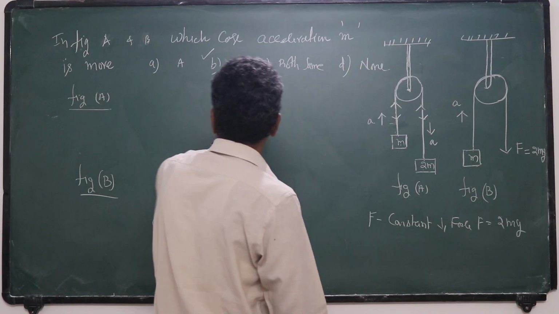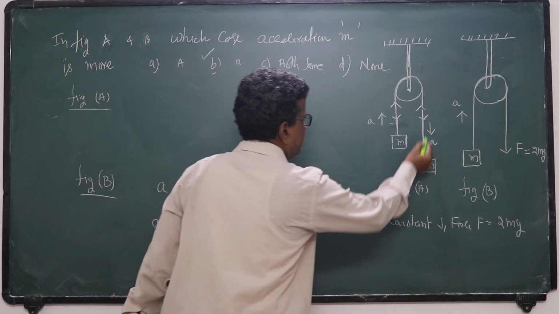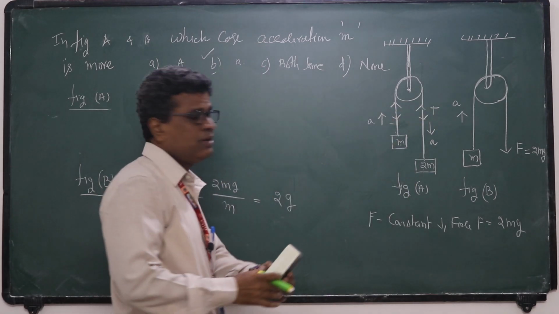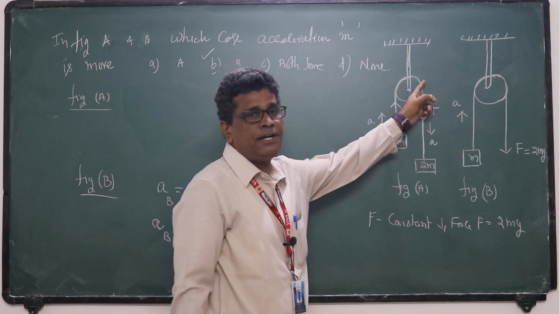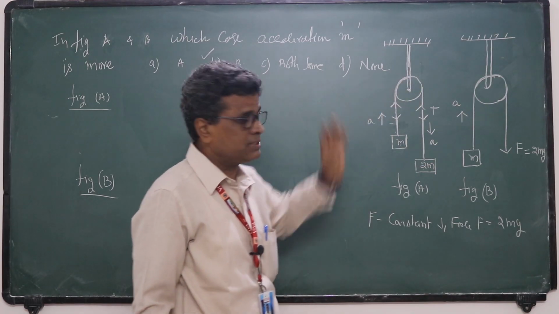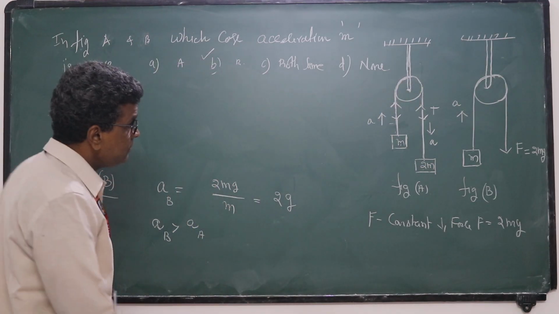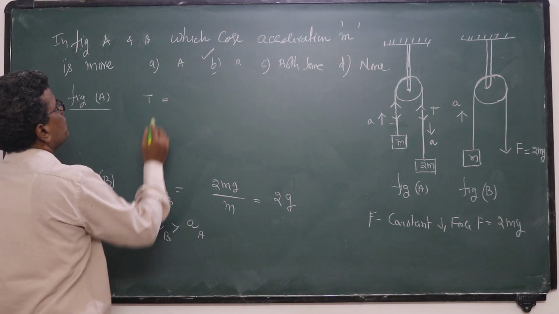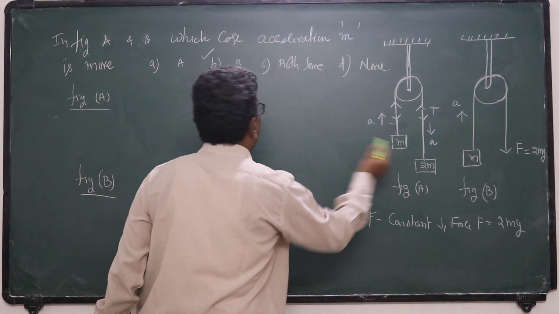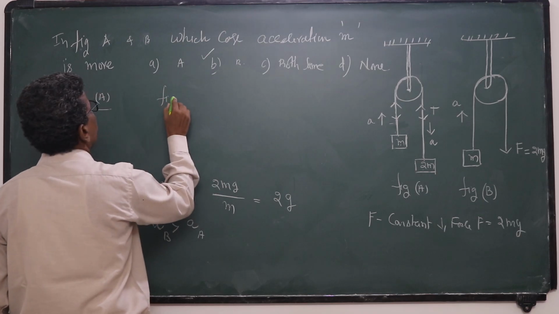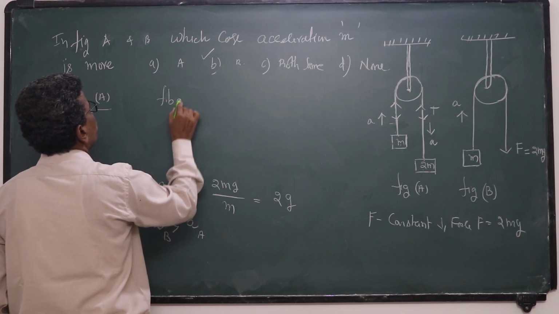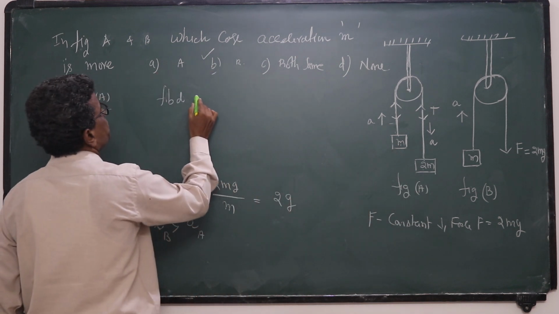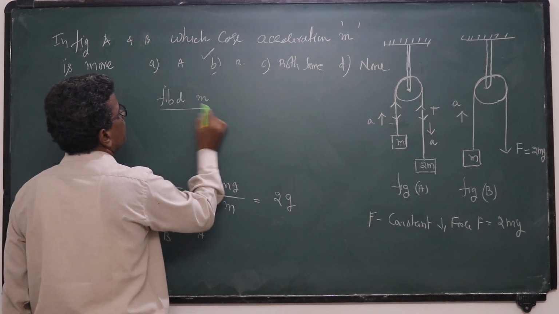You draw the FBD. If you want the tension in the string, the tension on either end of the string is the same, because I assumed that it is an ideal pulley and the string is an inextensible, massless string. So the tension in the string in case A is this. To get the tension, you draw FBDs. You can draw the FBD of either 2m or m. That is your wish. I am drawing the FBD of m.